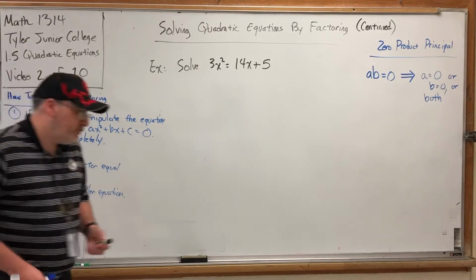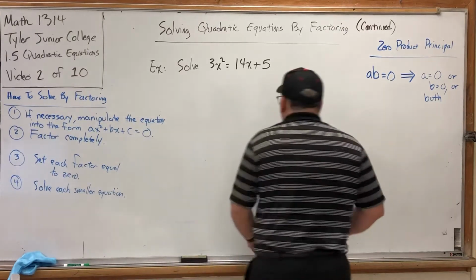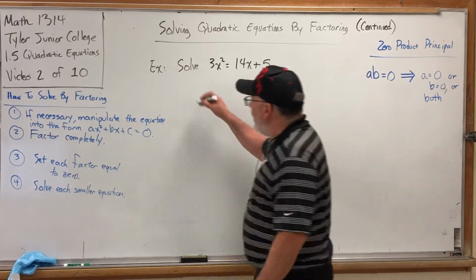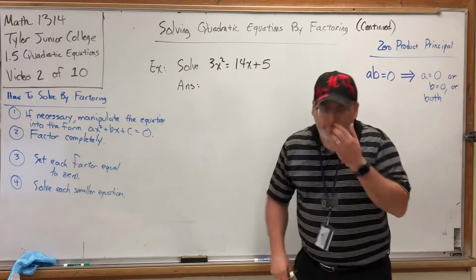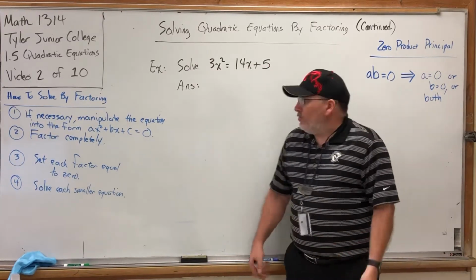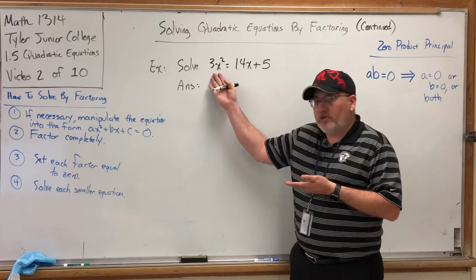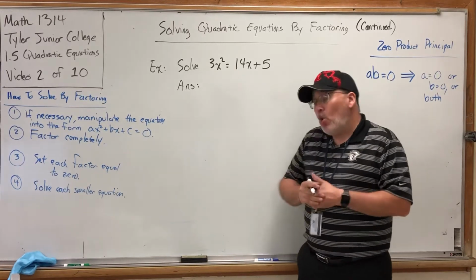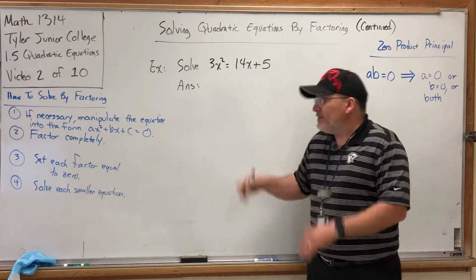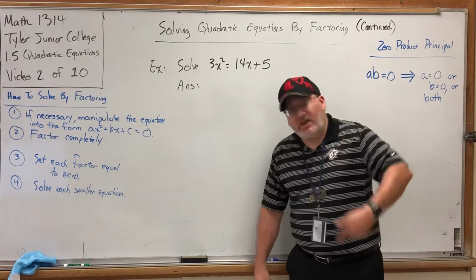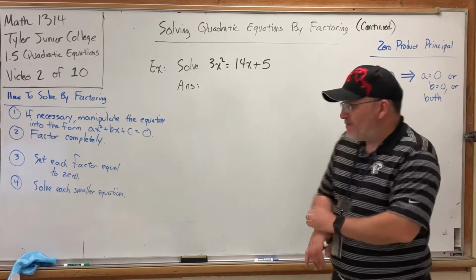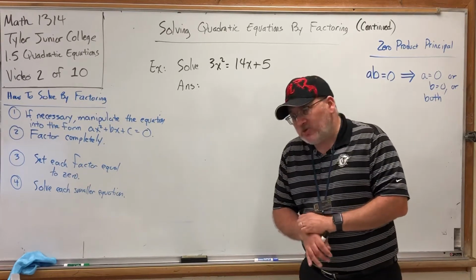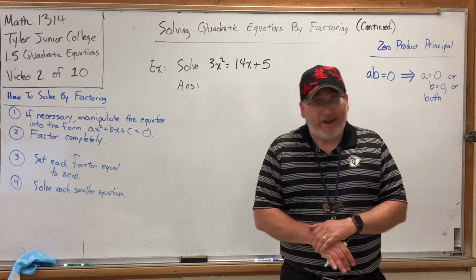This one is not. Well, that's pretty easy to get equal to zero. All we have to do is move some stuff around. Now we have a choice to make. We can make the zero show up on the left by subtracting 3x squared from both sides, or we can make the zero show up on the right by subtracting both 14x and 5 from both sides. Which one is correct? Well, technically they're both correct, so the better question is which one is better?